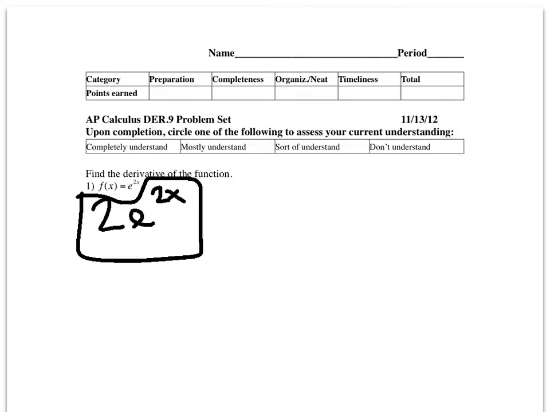Alright, so to take the derivative of this function, basically what we have to do is get rid of the e. You see that x right there? In order to get the differentiation, we have to put 2 in front. And then the derivative of 2x is the same.